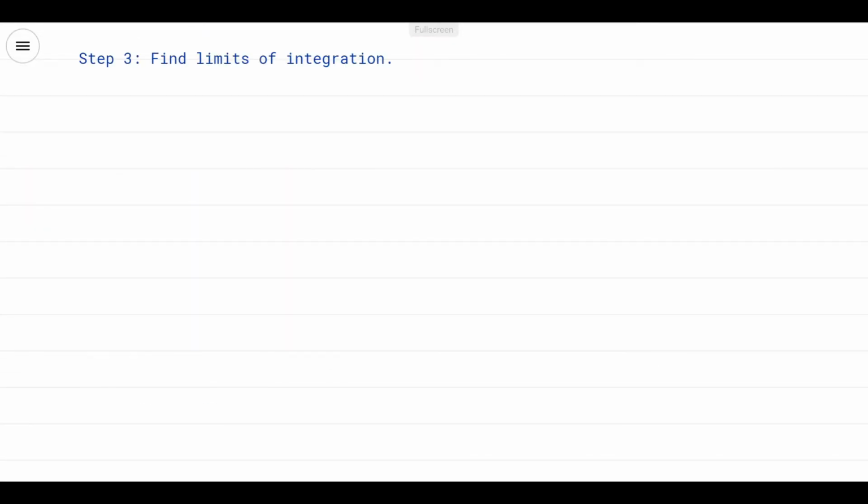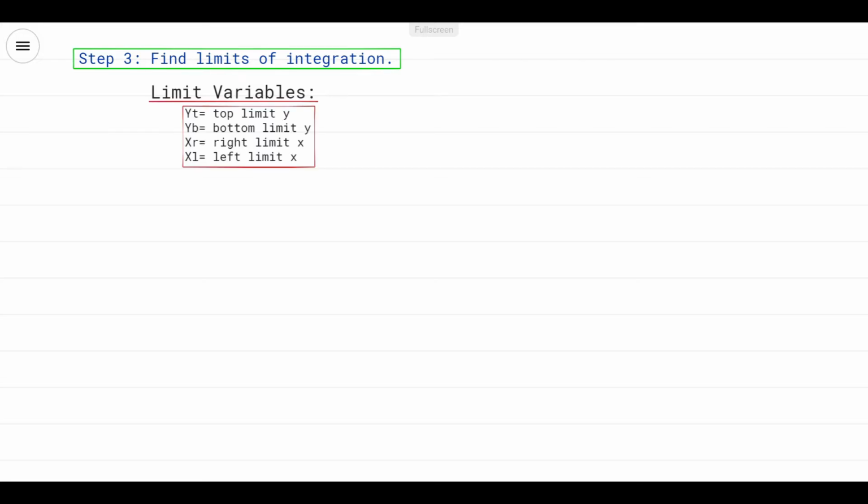So now, in step 3, we're going to find the limits of integration. From the sketch that we had, we know the limits of integration were already given to us. By the way, these are the limit variables I use. This is just a naming convention. yt means top limit y, yb means bottom limit y, xr means right limit x, xl means left limit x. You can use whatever naming convention you want, it does not matter. I use these because it helps me know when I have y limits and when I have x limits, and the subscripts help me know exactly whether I'm taking an upper bound or a lower bound.